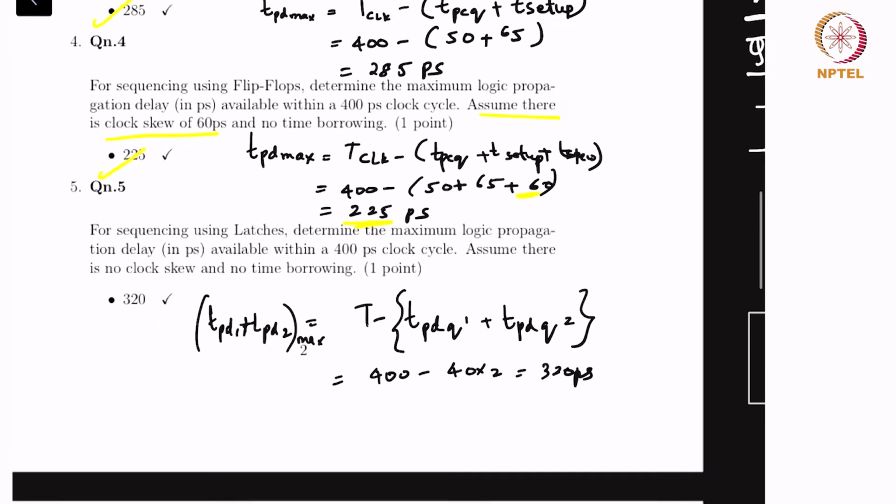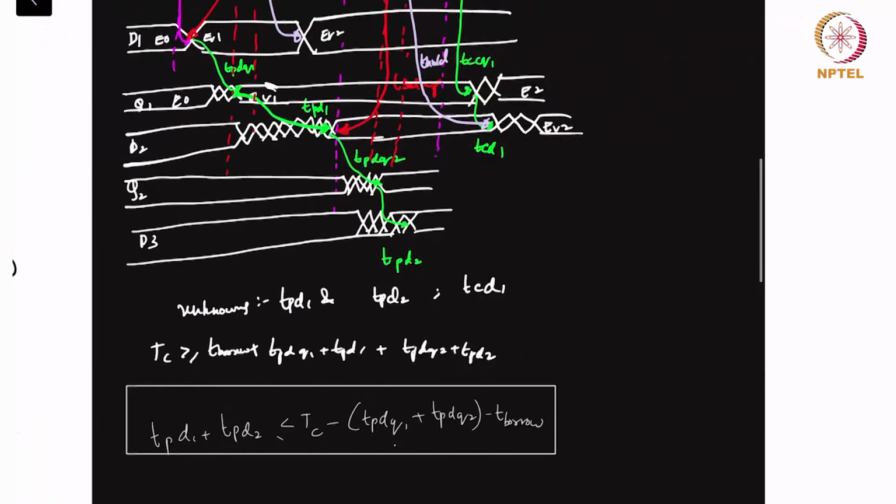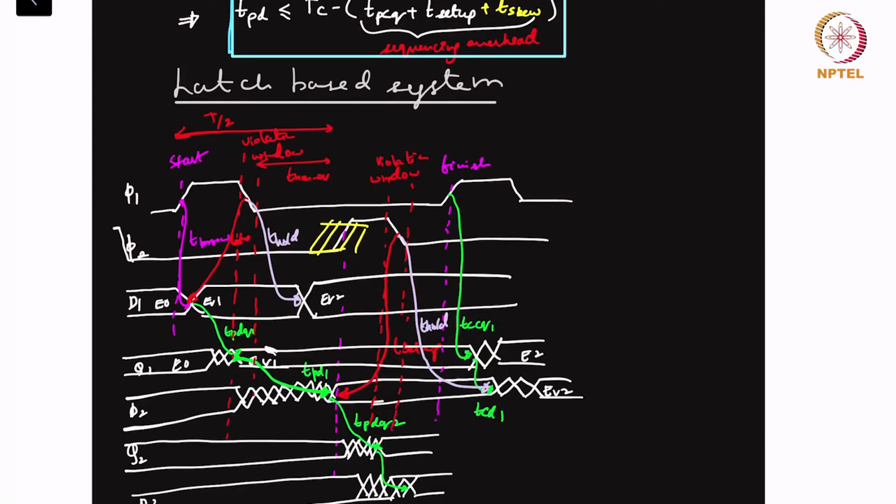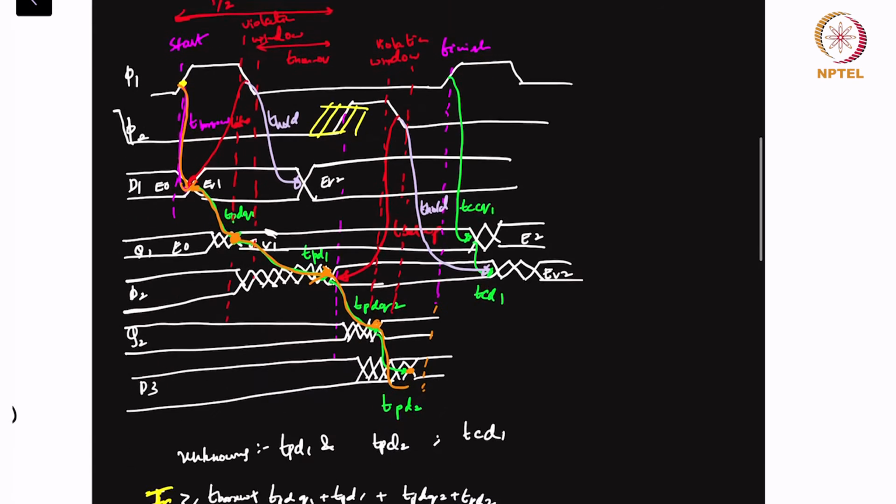Moving on to the latch based system. In a latch based system, the total TC is greater than or equal to, let us say that there exists a time borrow plus TPDQ1 plus TPD1 plus TPDQ2 plus TPD2, and we assume that it finishes within T. So TC is greater than this whole expression.